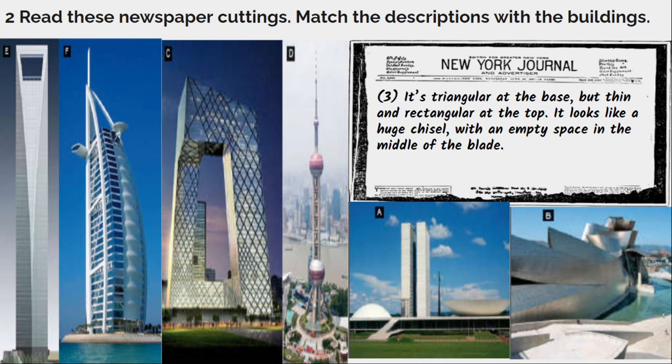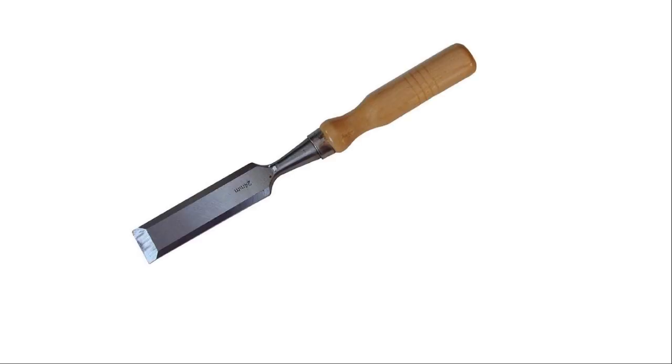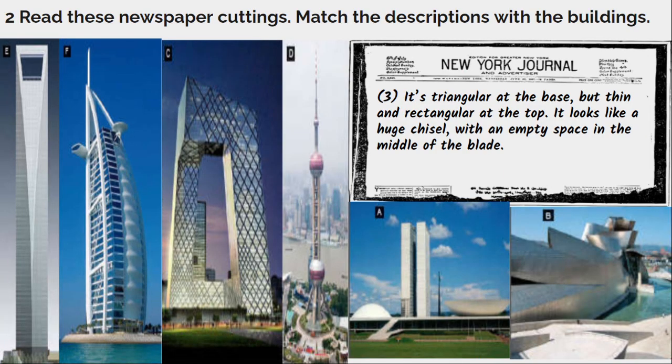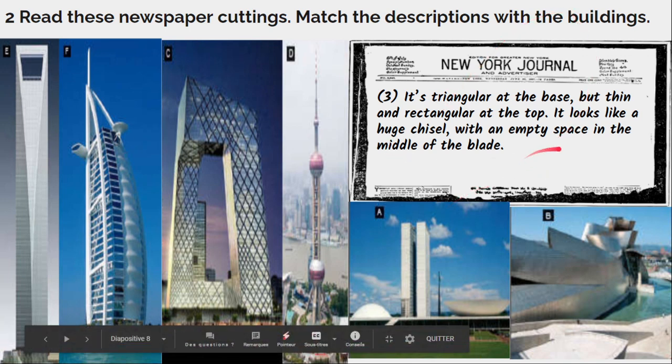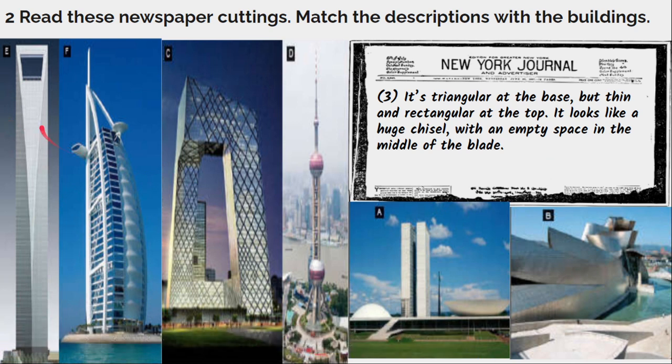Description number 3. It's triangular at the base, but thin and rectangular at the top. It looks like a huge chisel with an empty space in the middle of the blade. To further explain, this is the chisel, and we have an empty space in the middle of the blade, and we are talking about picture E.